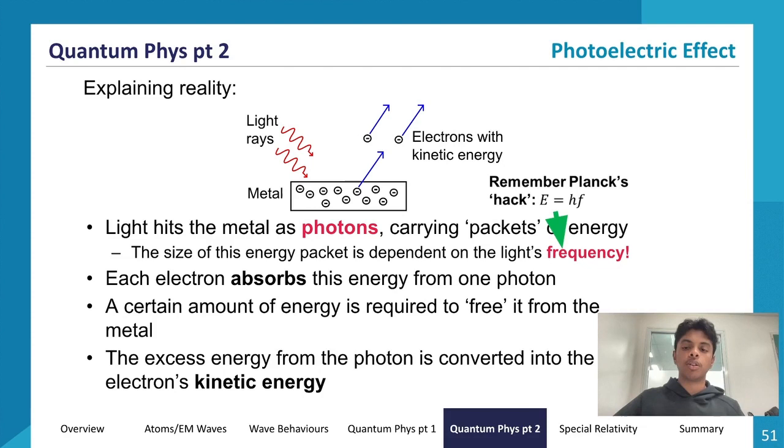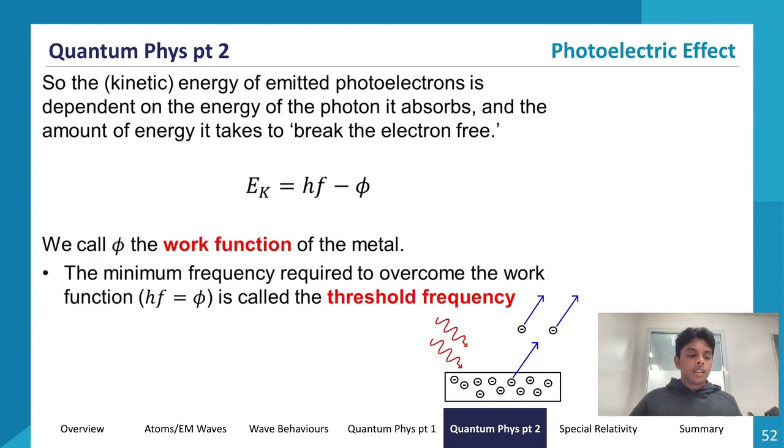So the kinetic energy would increase as the amount of excess energy from the photon increases. The kinetic energy of the emitted photoelectrons is dependent on the energy of the photon it absorbs and the amount of energy it takes to break the electron free. We follow this formula: Ek equals hf minus phi, and we call phi the work function of the metal.